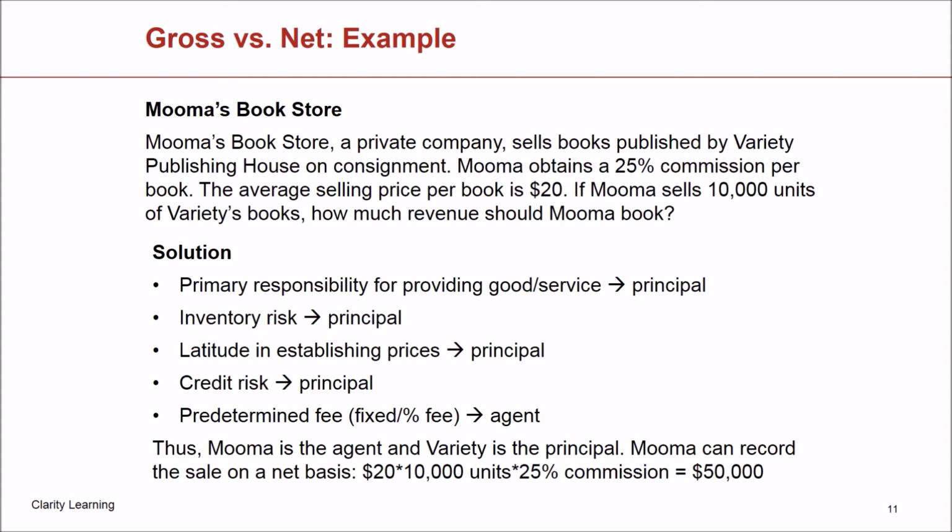Lastly, if there's a predetermined fee, such as a commission, which is the case here, the 25% commission, that supports the agent view for Muma. So overall, we can see that the first 3 or maybe 4 are supporting that Variety is the principal, and the last one supports the same thing, that Muma is the agent. So in conclusion, Muma is the agent and Variety is the principal, and Muma can record the 25% commission associated with the 10,000 units sold, which equates to $50,000 of revenues.